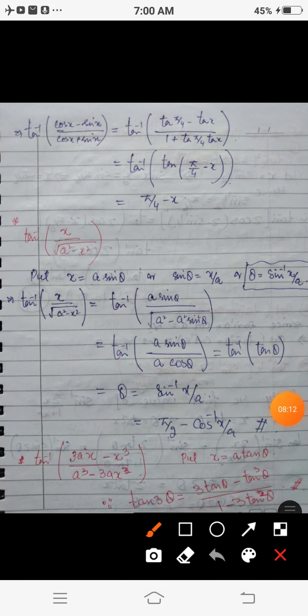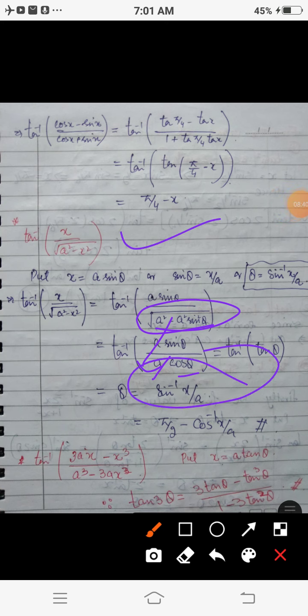Now a square in the root became simply a, root of 1 minus sin square theta. This expression becomes cos theta. Now a cancels, sin upon cos is tan theta, that is theta equals sin inverse x by a. You know that sin inverse x by a plus cos inverse x by a is pi by 2, or sin inverse x by a is simply pi by 2 minus cos inverse x by a. Hence the value of this expression is simply sin inverse x by a, or pi by 2 minus cos inverse x by a, by using the property that sin inverse x plus cos inverse x is pi by 2.